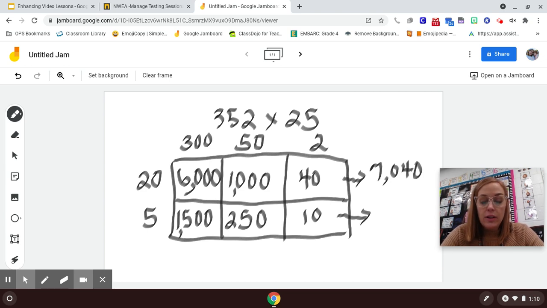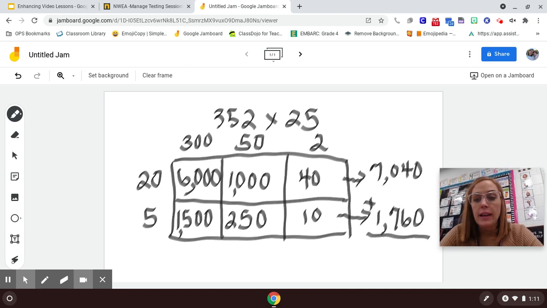Now when I look down here at the bottom, I have 1,000. I have 500s here and I have 200s here. So if I put that together, that's 700s. Then I have 5 tens, another 10 there. So now I have 6 tens and 0, 1. So 1,760. Now I can add these 2 numbers together to get my answer.